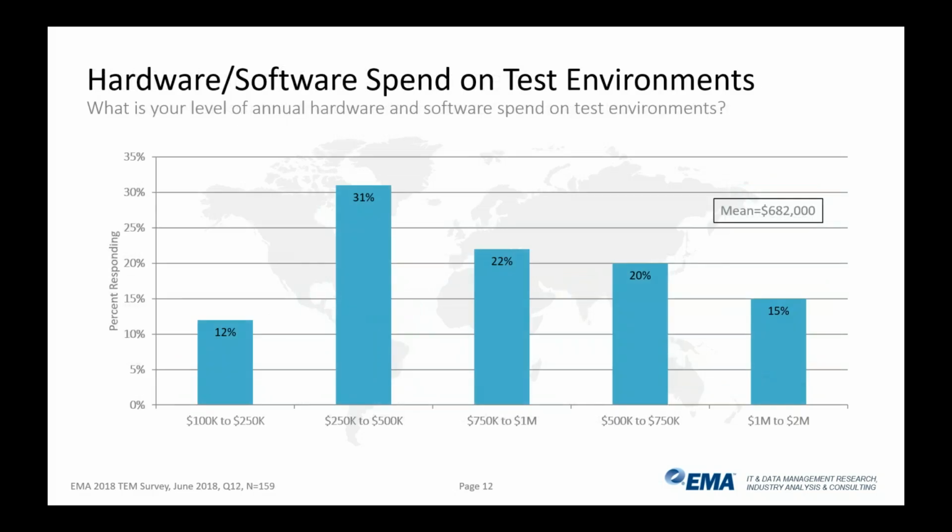Okay, so now let's talk about hardware-software spend on test environments. You can see here it ranges from 100,000 to 2 million. We've got a mean of about 700,000, and this tracks pretty well with the number of test environments that were reported as well. If you do the math across the number of test environments, you're looking at an average software spend per test environment in the $2,000 to $3,000 range.